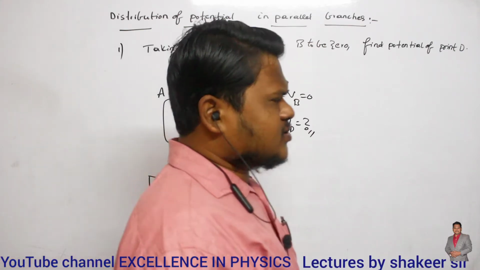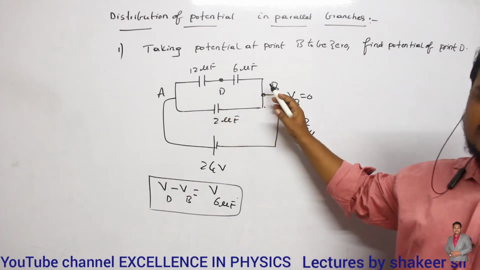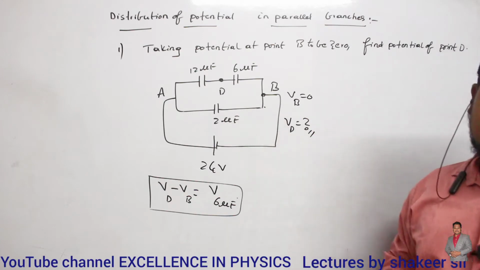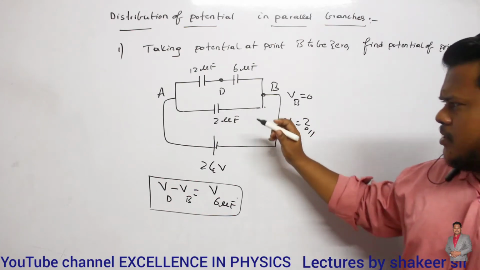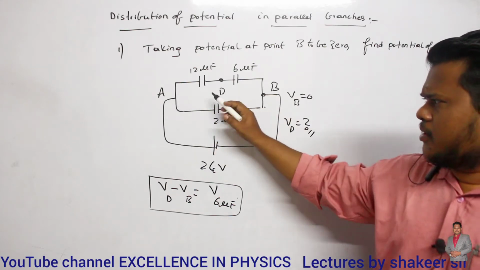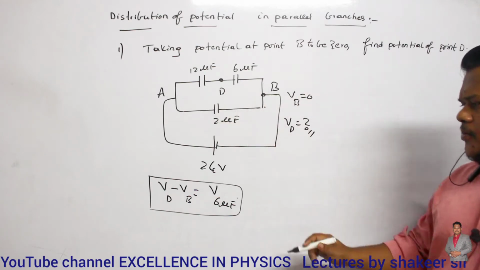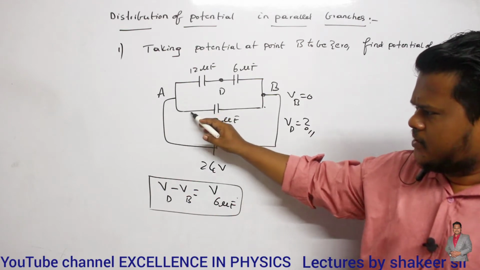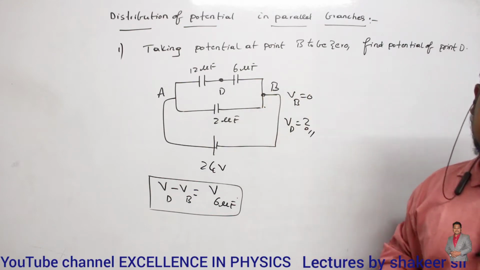Here I see 2 parallel branches. The 12 microfarads and 6 microfarads are connected in series. To this, the 2 microfarads capacitor is connected in parallel. Are you able to understand? So can you say what is the potential difference across this branch and what is the potential difference across the upper branch? Total potential supplied is 24 volts.